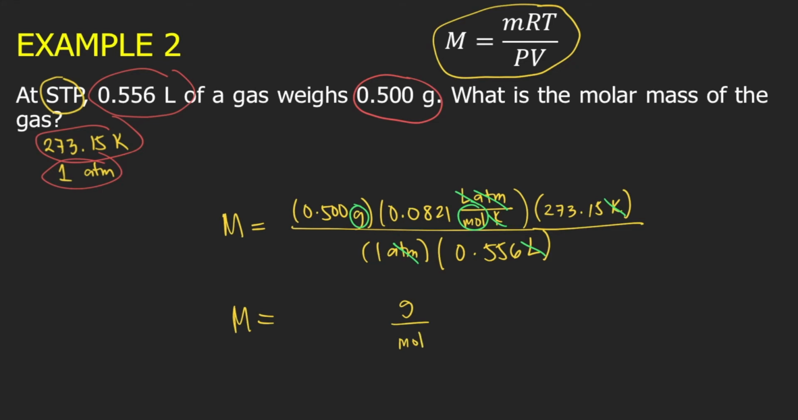Now, if you solve this in your calculator, we have 0.5 times 0.0821 times 273.15 divided by 1 times 0.556. This is approximately equal to 20.17 grams per mole. This is the answer to the question.